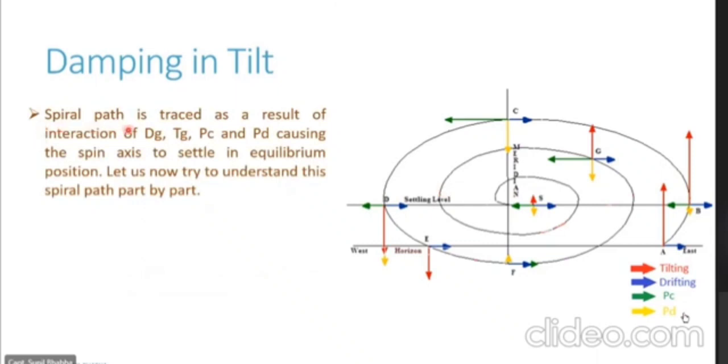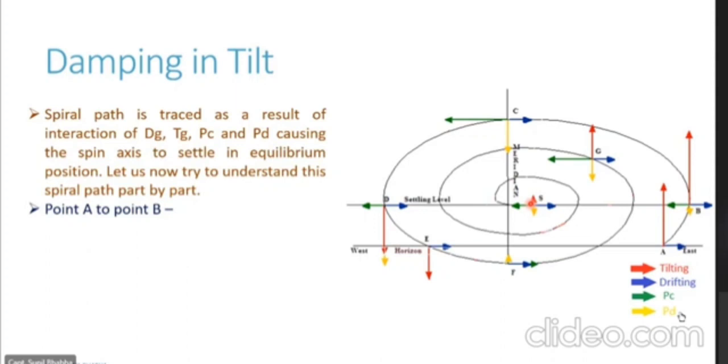The spiral path is traced as a result of interaction between these four forces, that is drifting, tilting, control precession and damping precession, ultimately causing the spin axis to settle in equilibrium position. The S position which you see here in the diagram is the equilibrium position. Right now the diagram looks a bit complicated, a lot of arrows, forces, colors, but we will understand this part by part so that it is easy for us to understand.